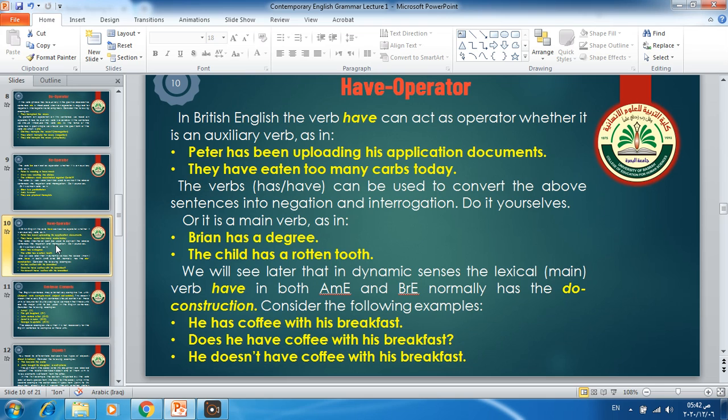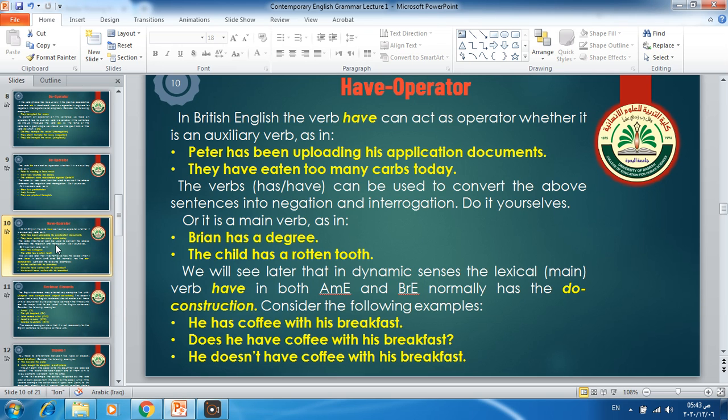Have operator. In British English, the verb have can act as operator whether it is an auxiliary verb, as in, Peter has been uploading his application documents. They have eaten too many carbs today.